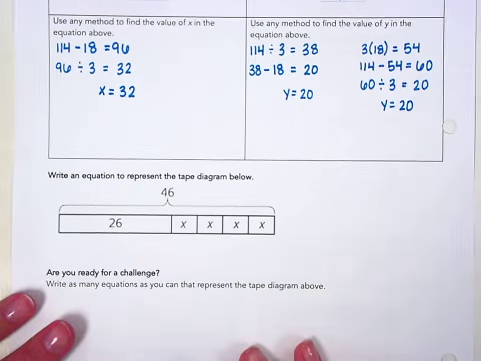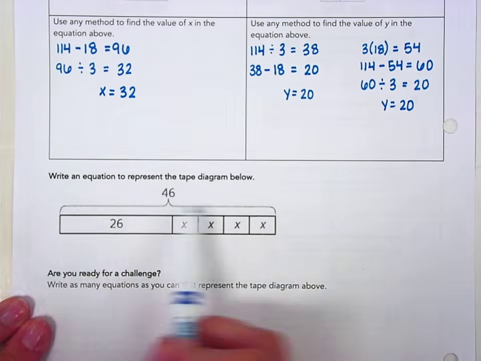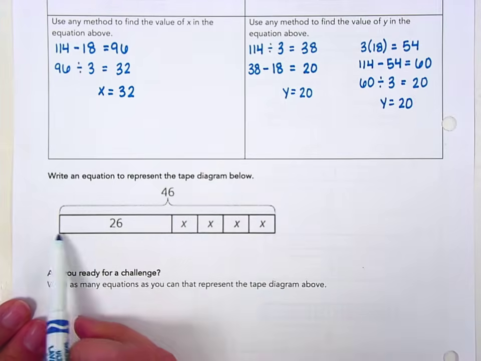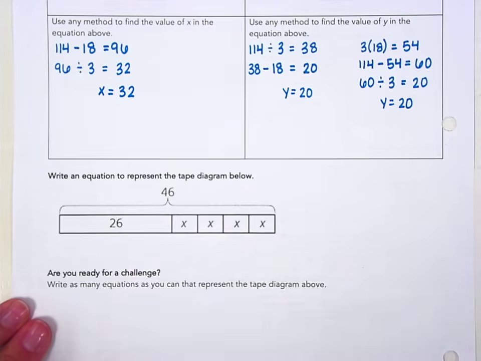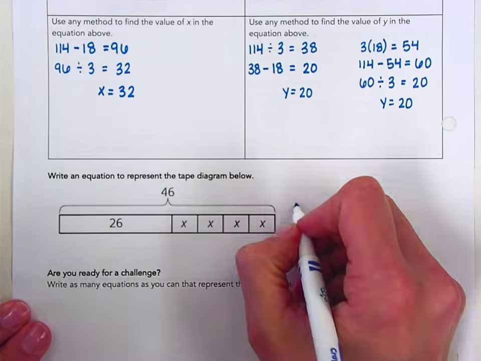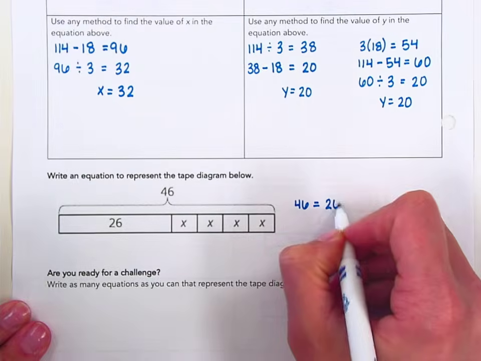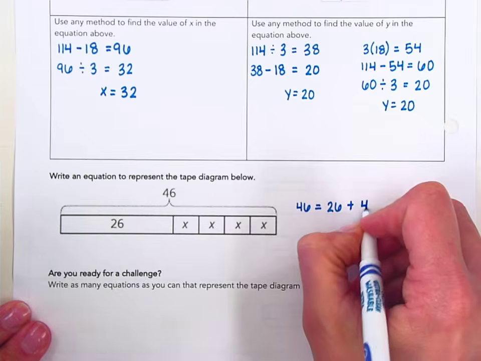The last thing we'll take a look at is, how can we now write an equation to represent a tape diagram? So in this example, we know our total is 46. So this whole tape diagram represents 46. And part of it is 26, and we have 1, 2, 3, 4 x's. So one equation that I can write for this is 46 is equal to 26 combined with or added to 4x.